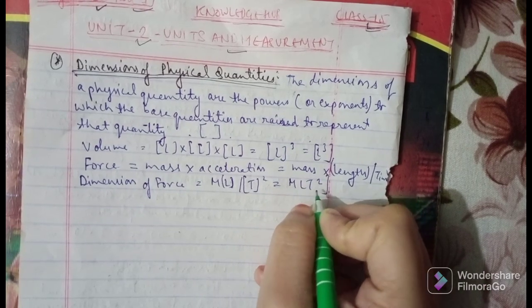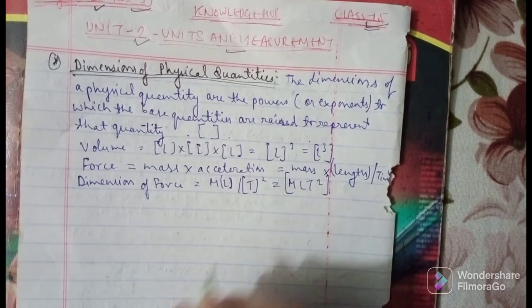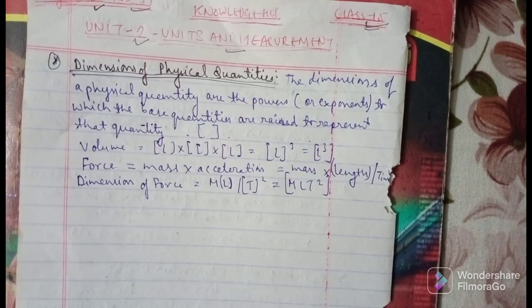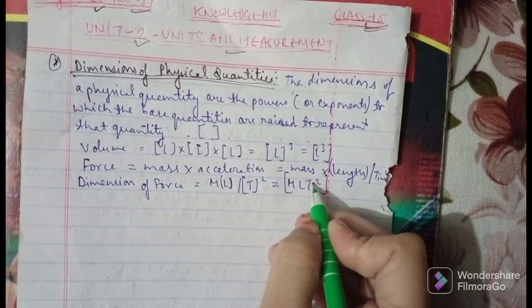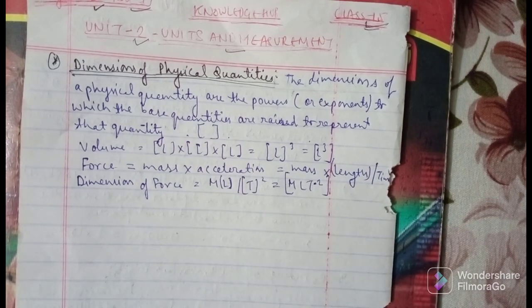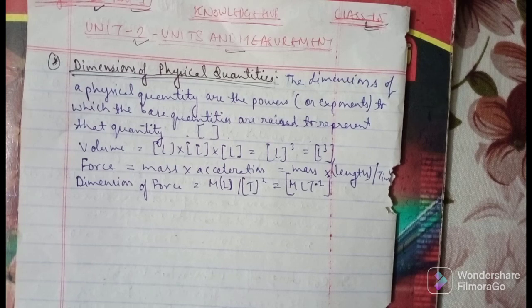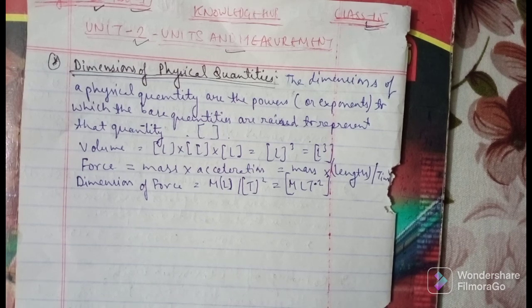Okay, these were the dimensions. Thus the force has 1 dimension in mass, 1 dimension in length, and minus 2 dimensions in time, and the dimensions in all other base quantities are 0. Note that in this type of representation the magnitudes are not considered.